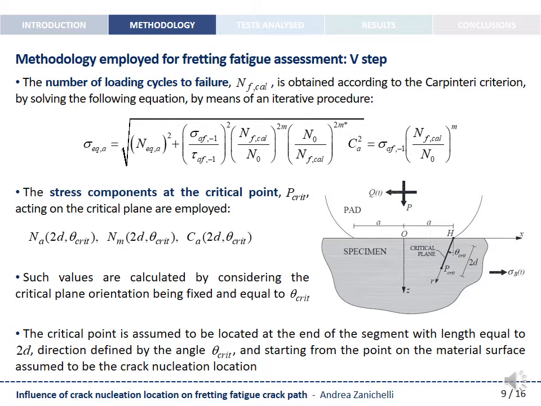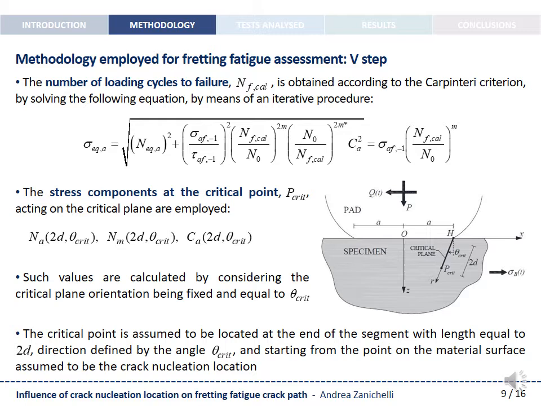Finally, the number of loading cycles to failure NF-cal is obtained according to the Carpinteri criterion by solving the equation reported at the top of the present slide by means of an iterative procedure. It is important to highlight that the values of the stress components are computed at the critical point P critical and are referred to the critical plane.